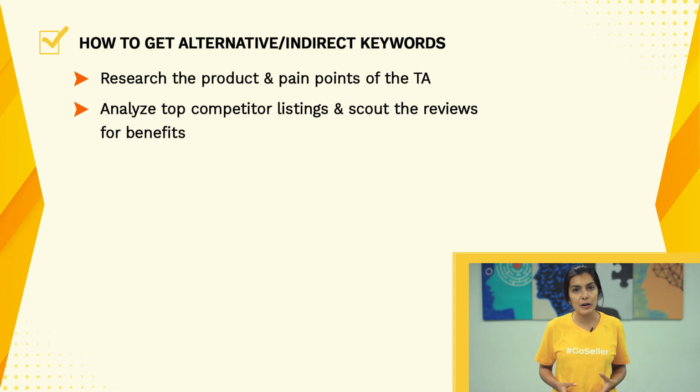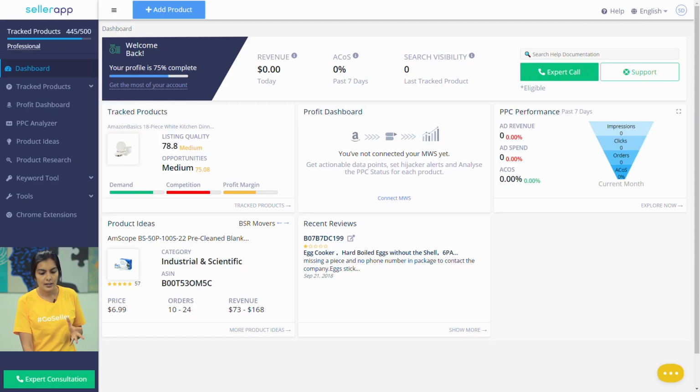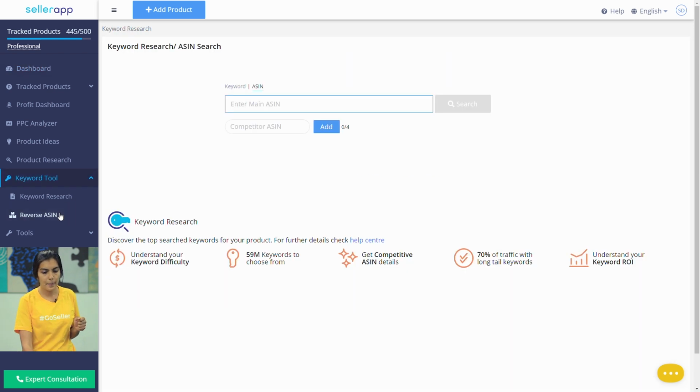One way to get keywords of your competitor listings or existing listings is by using the reverse ASIN feature in SellerApp. So let's see how you can use it. You can log into your account, select the keyword tool feature on the left-hand menu, and click on reverse ASIN. You have two options. One is to enter your own ASIN, and the second is to enter your competitor listings' ASINs. You can choose up to 4 competitor listings.